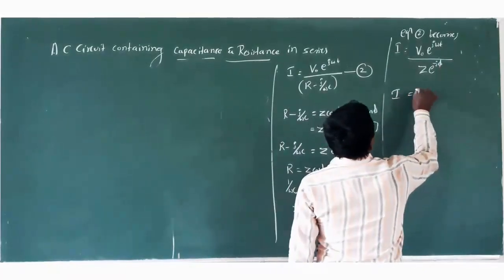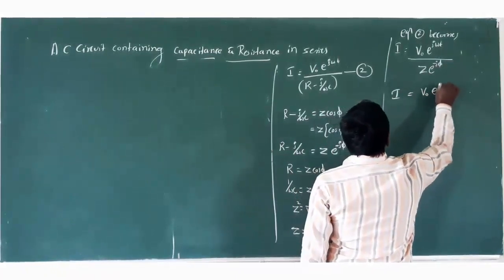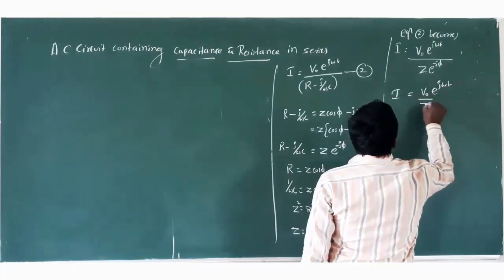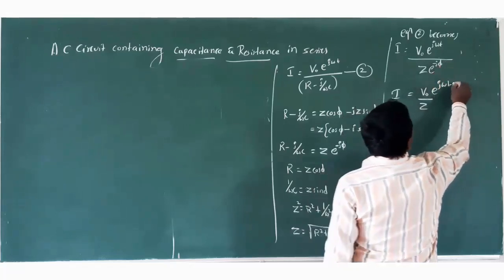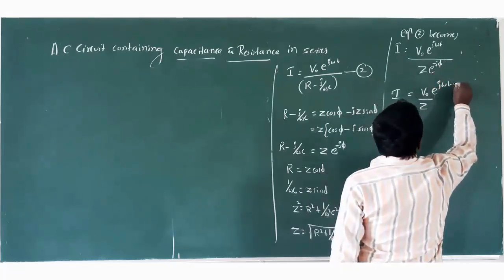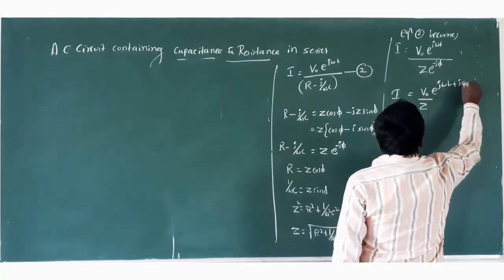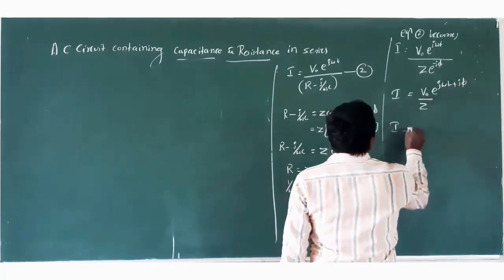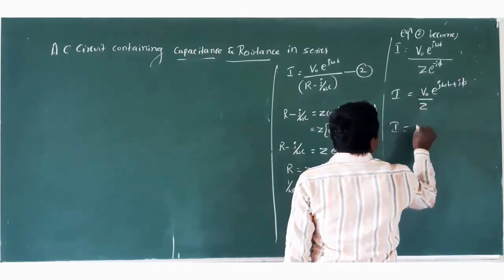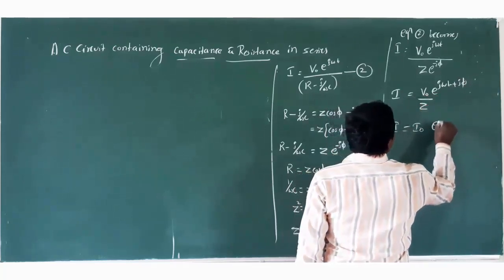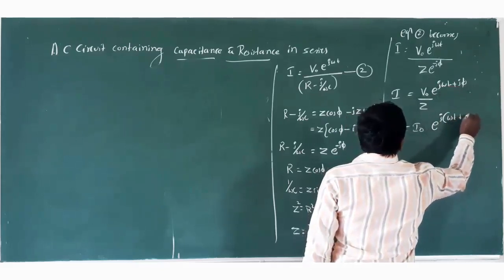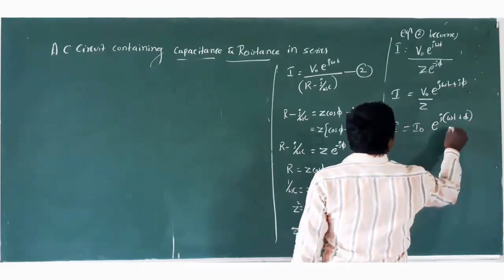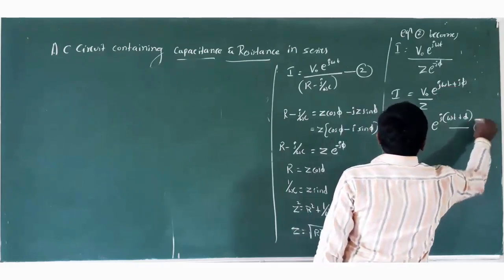Here this expression becomes I is equal to V naught e raised to j omega t divided by z, and e raised to j omega t, if we take it in the numerator, we get plus j phi. Therefore I is equal to V naught divided by z, in the sense I naught e raised to j, taking j as a common term, and the remaining term is omega t plus phi. Let us consider this as equation number 3.